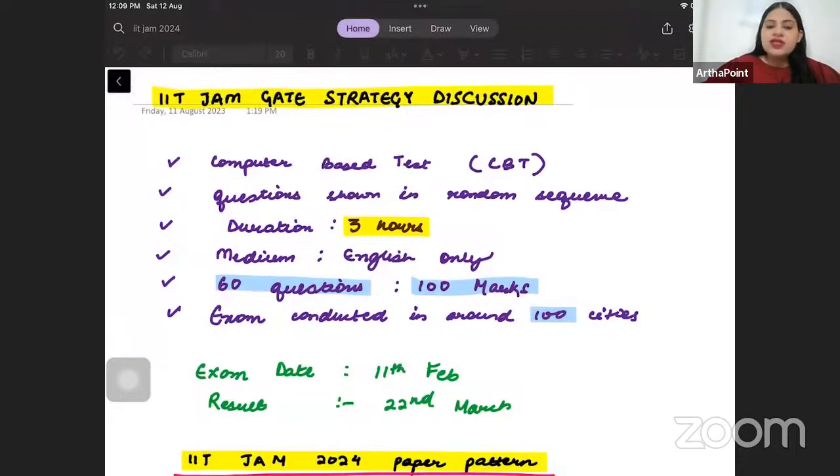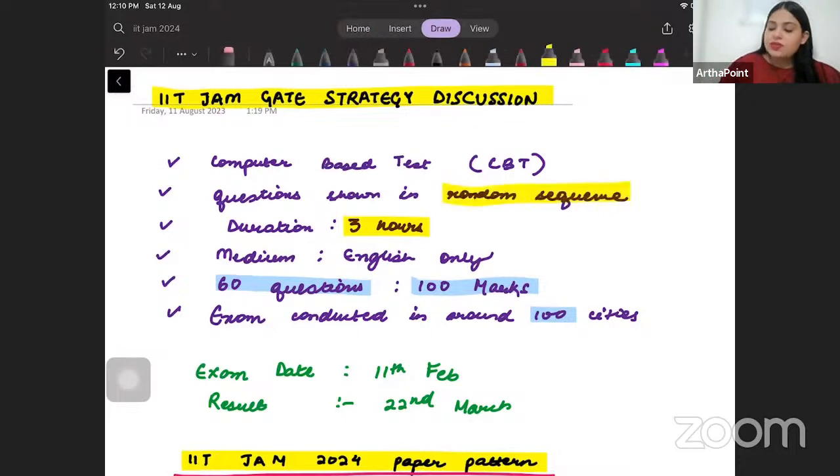First of all, understand that it is going to be a computer-based test. So there is no OMR sheet. The test will be on a computer, and you have to give all the answers there. Questions will be shown in random sequence. When I say random sequence, it means that the sequence in which questions appear to you and to your neighbouring student will be very different. So every student will be seeing questions in a different order.